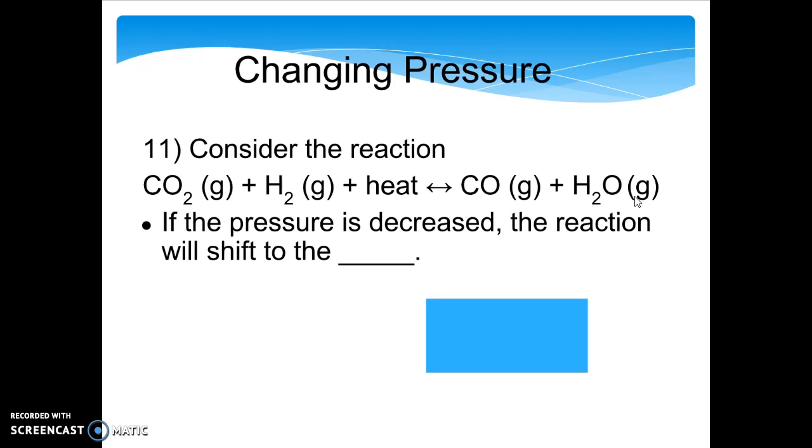So a decrease in pressure, which would typically favor the side with the greater number of moles, is actually going to have no shift at all here because there's no advantage for one side over the other.